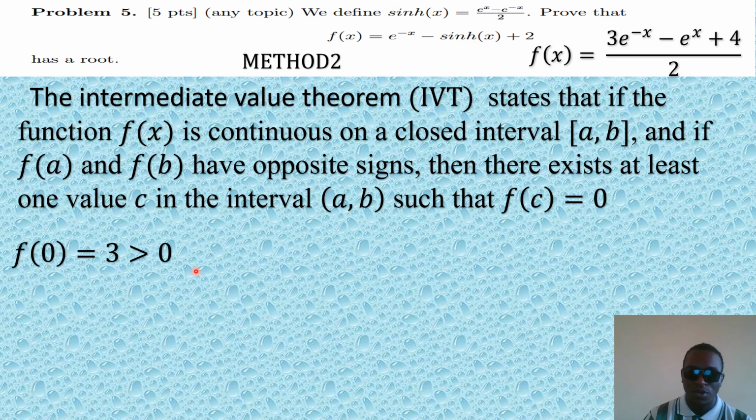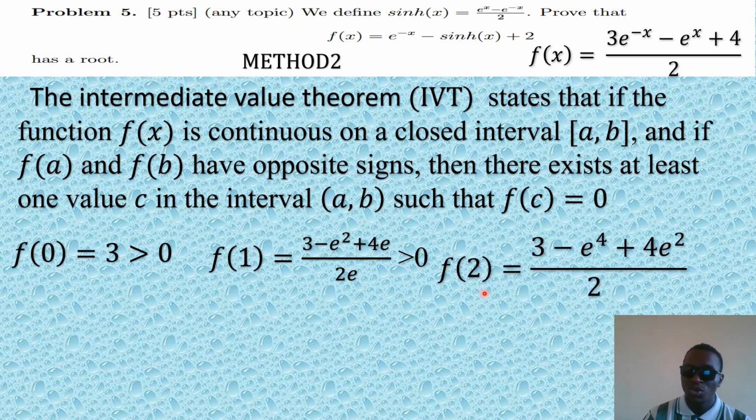This is the first value. Like I said, we are trying to get the interval where the solution is found, not the solution itself. The first method was more focused on getting the exact solution and concluding. Now let's focus on this. We evaluate for several values. f of 1 is equal to 3 minus e raised to the power 2 plus 4e over 2e. This value is greater than 0. Evaluating f of 1 means you come to your function and replace x by 1. You will get this value, and that value is positive. And f of 2, we are just doing random testing here, is a value that is less than 0.